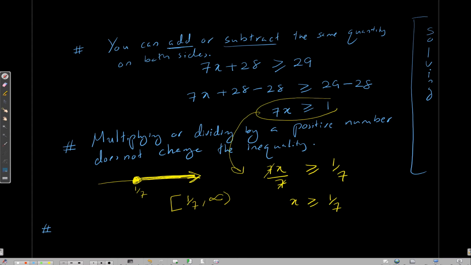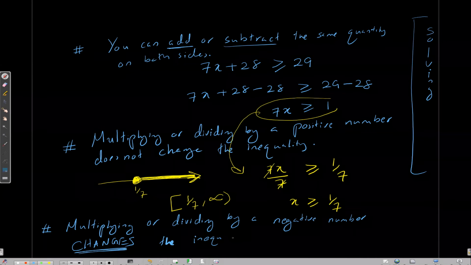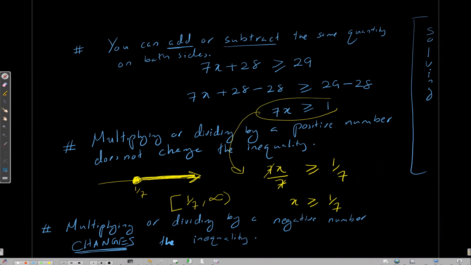So this final tip, multiplying or dividing by a negative number does change. So it will switch the inequality. Now you must remember this. Now let's see an example first.